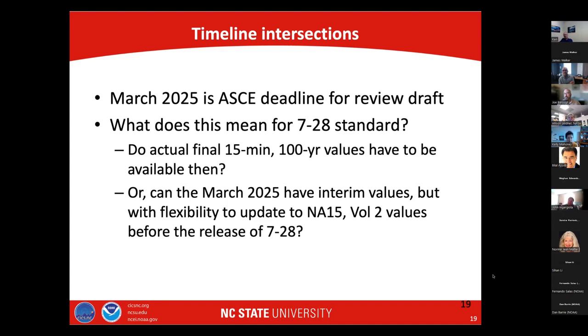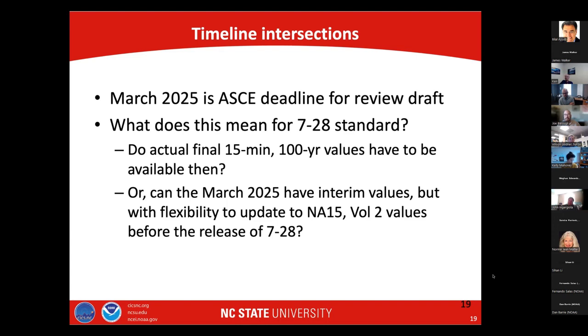I would say, the people who were at the October workshop could weigh in and have additional context, and of course you were there too, but first of all, I think our small group that met at Boulder thought that the second option made a lot of sense. The proposal would be to use NOAA Atlas 15 Volume 2 values, and we provide some preliminary values before March 2025.